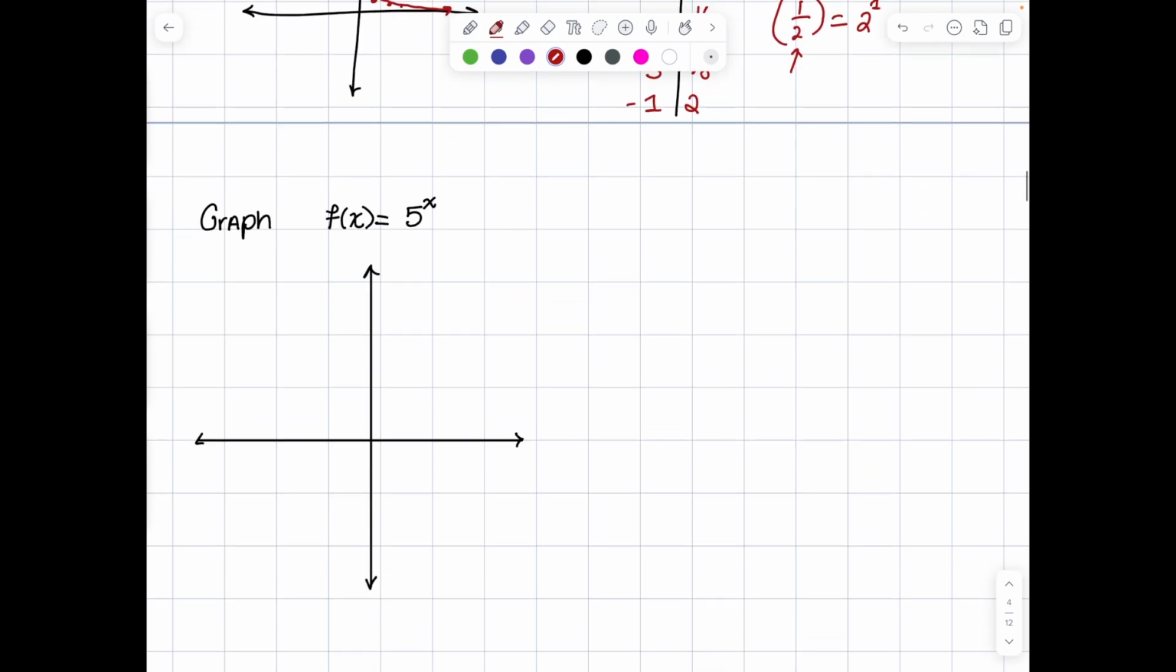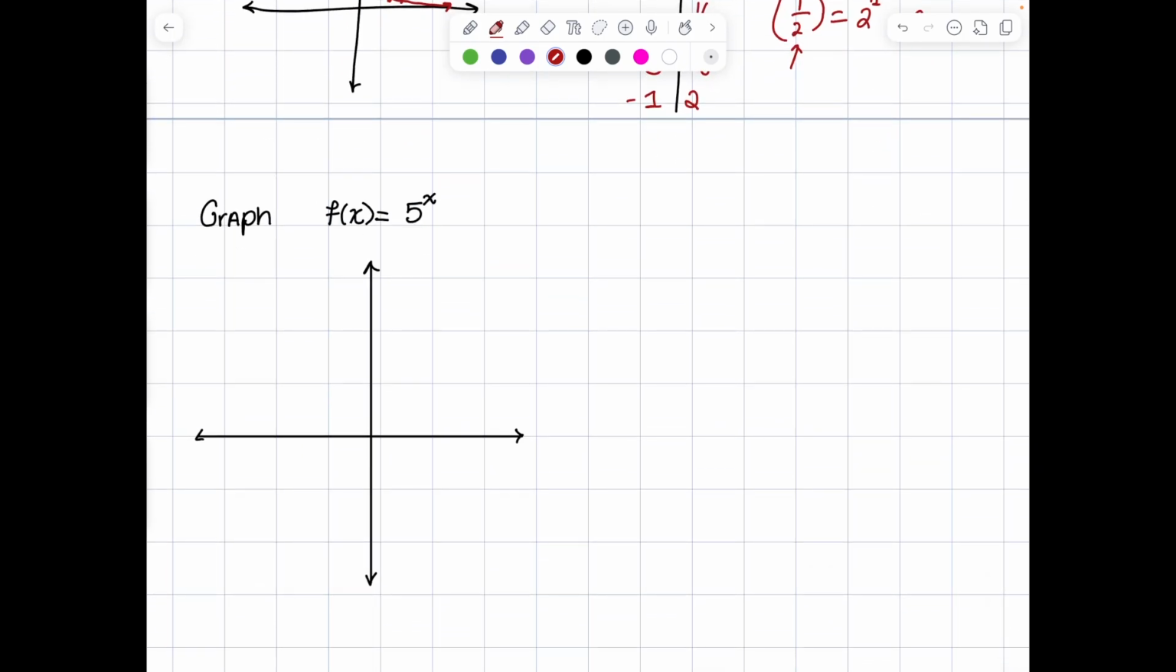Okay, how about graphing 5 to the x power? Let's do this one. So let's make our table of values. Let's start with 0. I plug in 0, I'm going to get 1. Let's plug in 1, I get 5. 2, 25. 3, 125. And I could keep going, but they're just going to get bigger from there. So 0, 1, 1, 5, 2, 25. It's going to grow really, really fast like this.